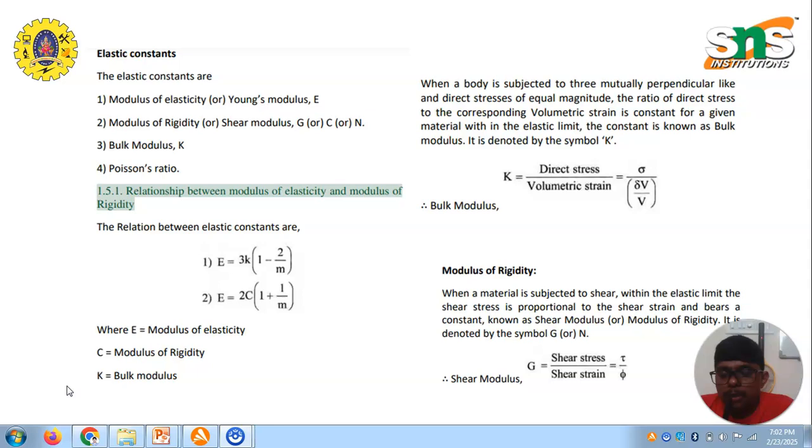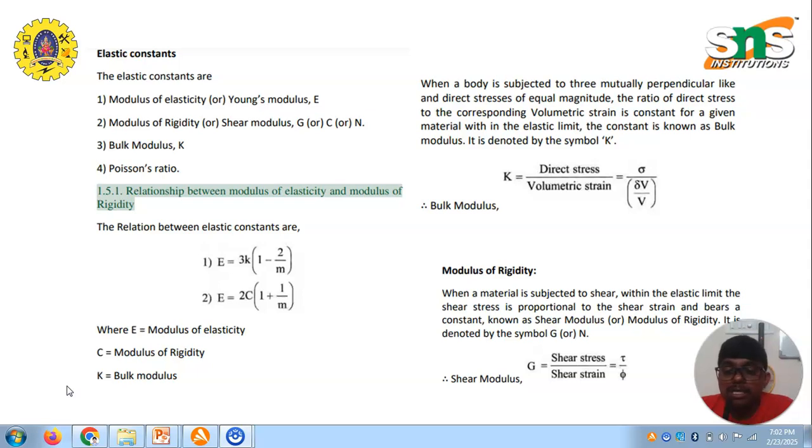Now the modulus of rigidity. When a material is subjected to shear within the elastic limit, the shear stress is directly proportional to the shear strain. So what do we mean by modulus of rigidity? It means that when the material is subjected to shear force within the elastic limit, the shear stress is directly proportional to the shear strain. This constant is called the shear modulus, also called the modulus of rigidity.